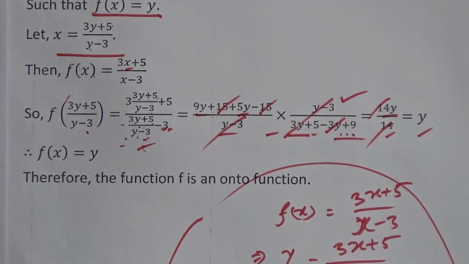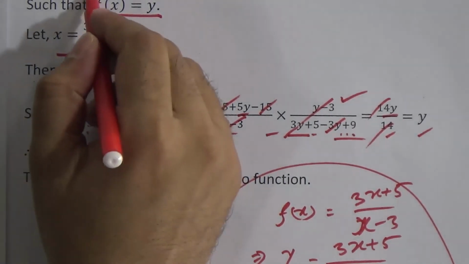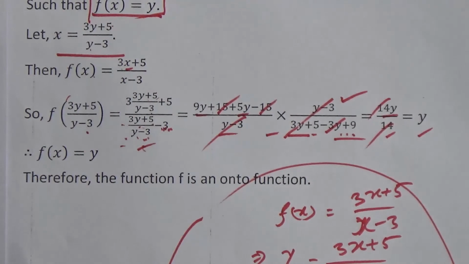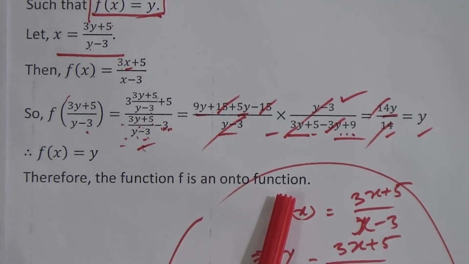It means that we have shown that f(x) equal to y. We have said that if we can show f(x) equal to y, then the function is said to be onto. So we can say, therefore, the function f is an onto function.